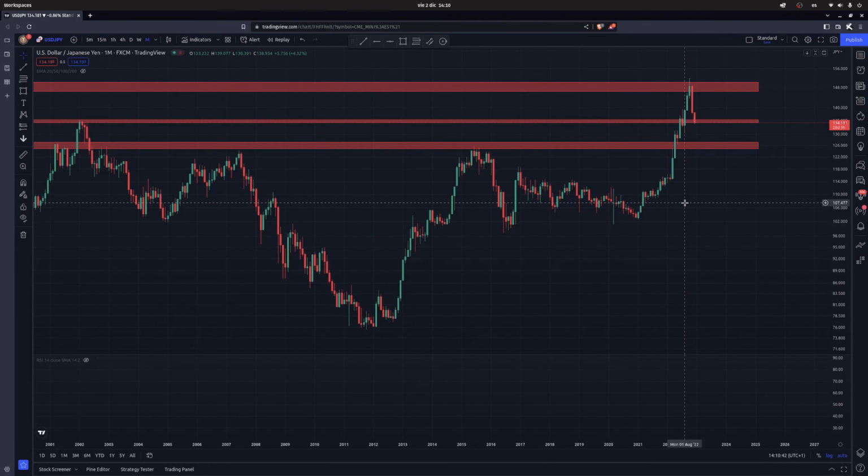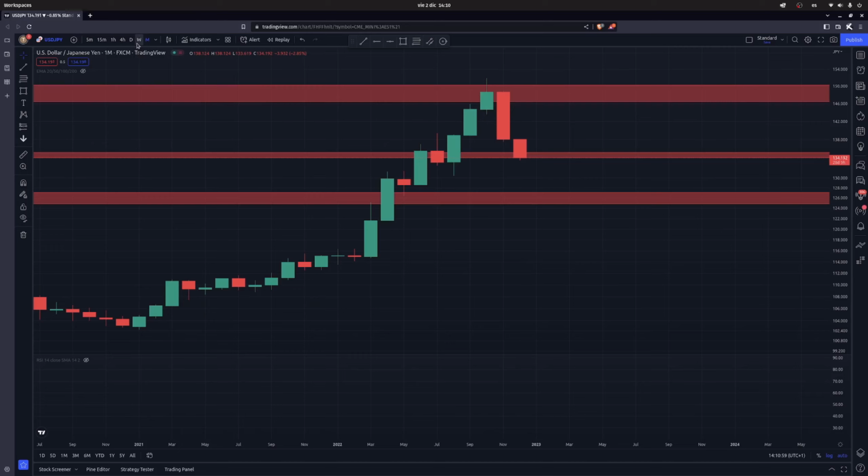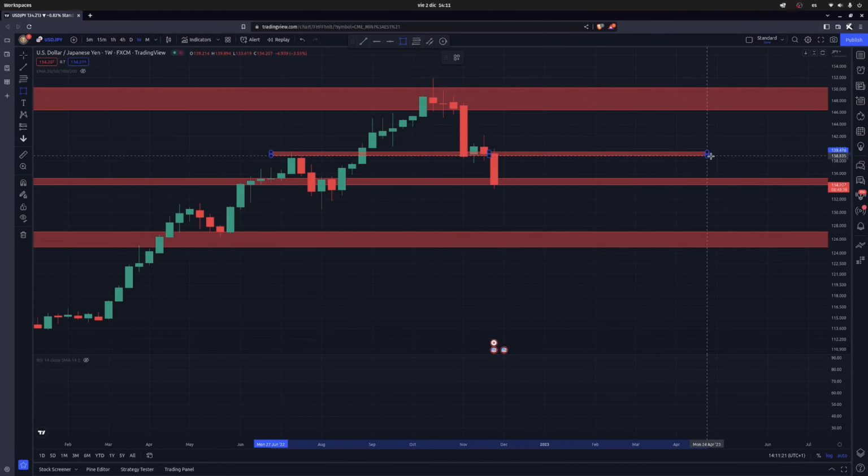So let's zoom in a bit and see if we can find something more recent, right? So we see that this is a key resistance area. We got rejected over here. And let's go down to the weekly, see if we can see some obvious support or resistance areas. I think this one here is quite clear, right? Something like that. Let's give it a lighter color so we know that this is the weekly.